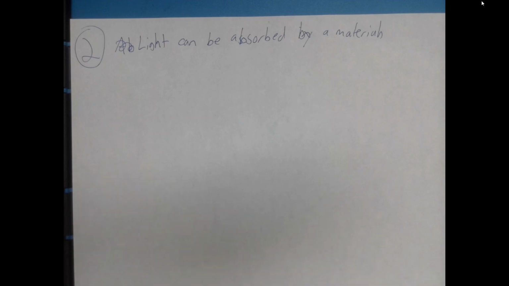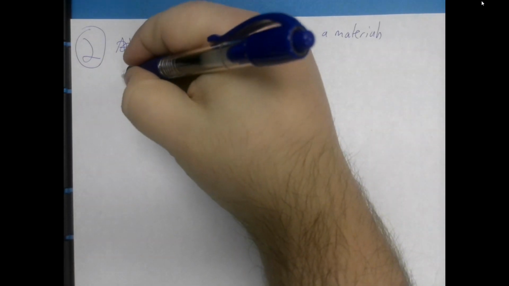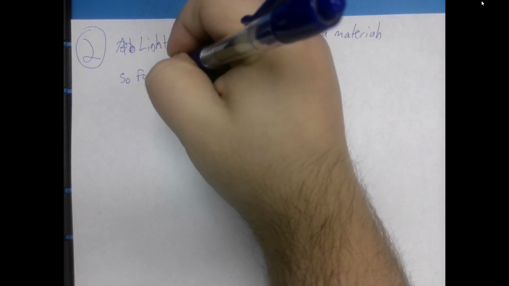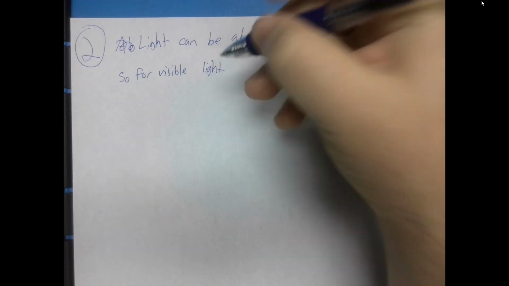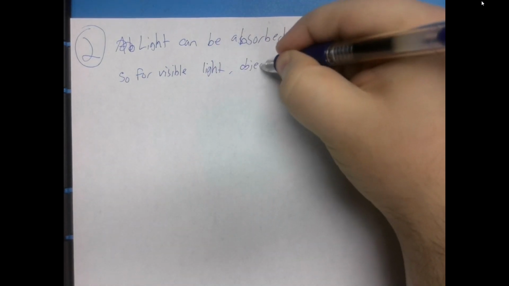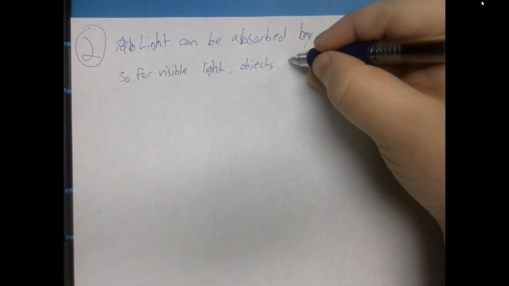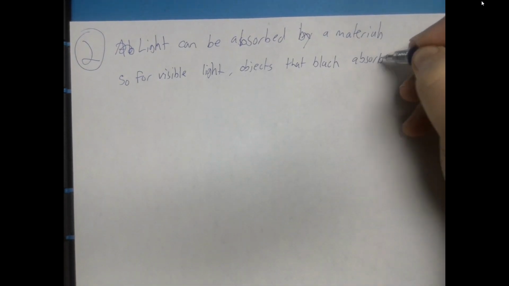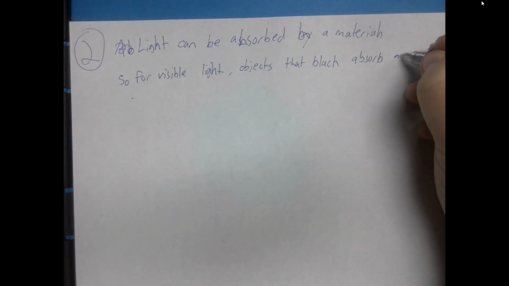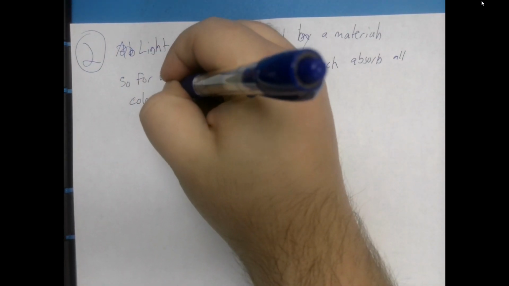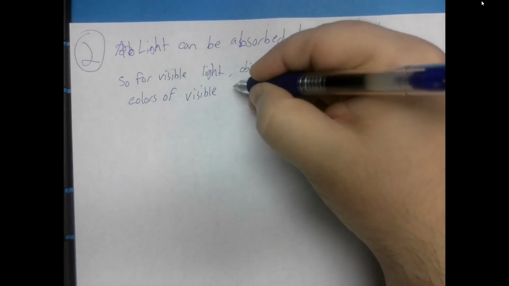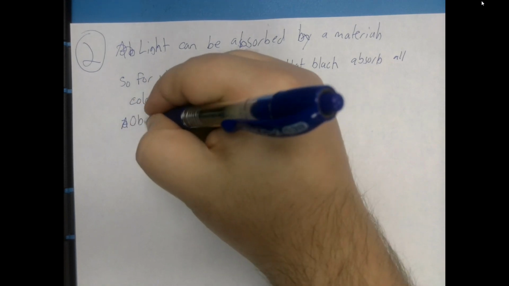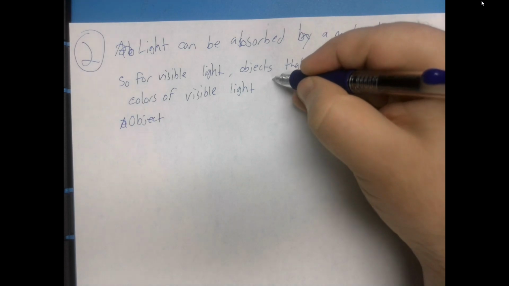Let's look at normal light we're used to, the only light we can see. So for visible light, objects that appear black absorb all colors of light. And when they absorb it, they heat up.